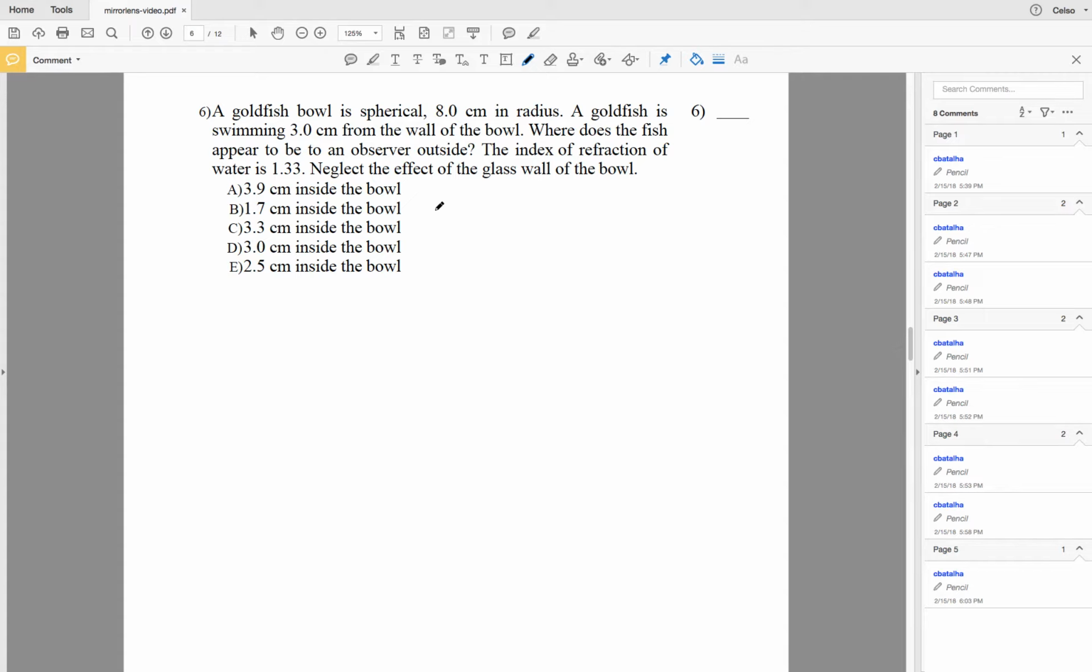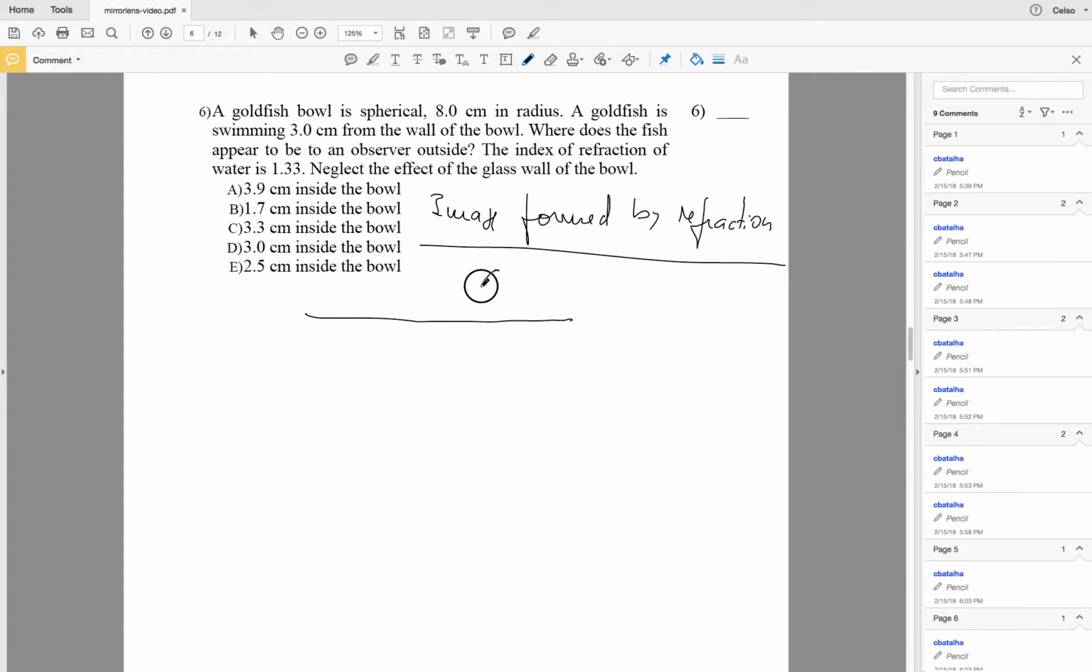Oh, image formed by refraction. For an image formed by refraction, again, you need to consult your book, the OpenStax. The basic setup is this: you have some piece of glass with an index of refraction N2, and this is water or air, with index of refraction N1. Then you have an object here, and you have a distance, DO.